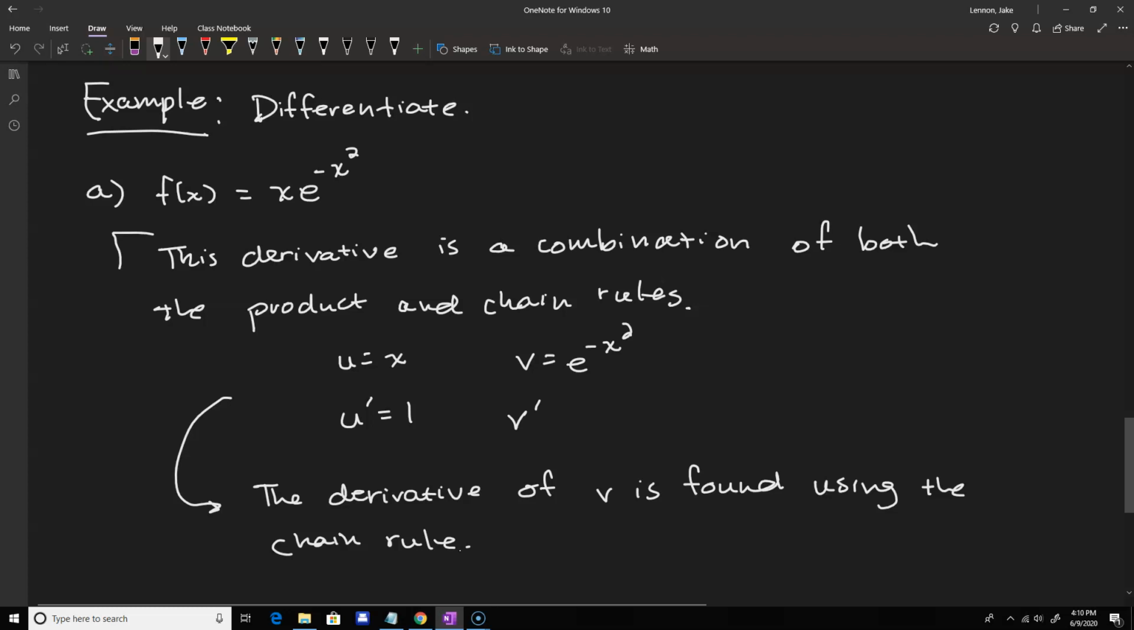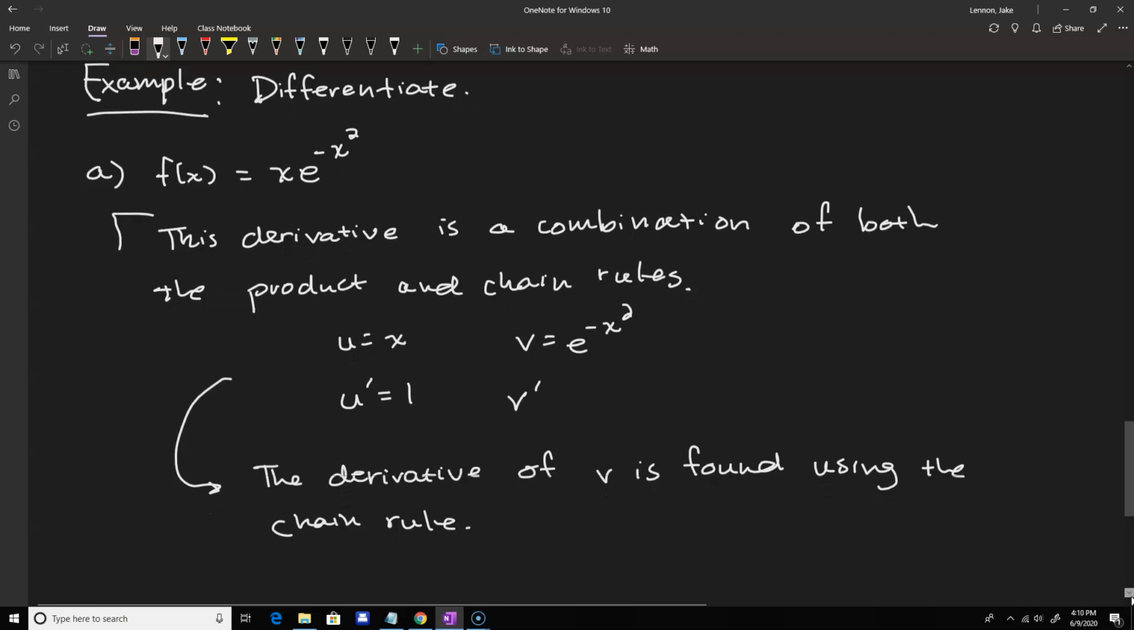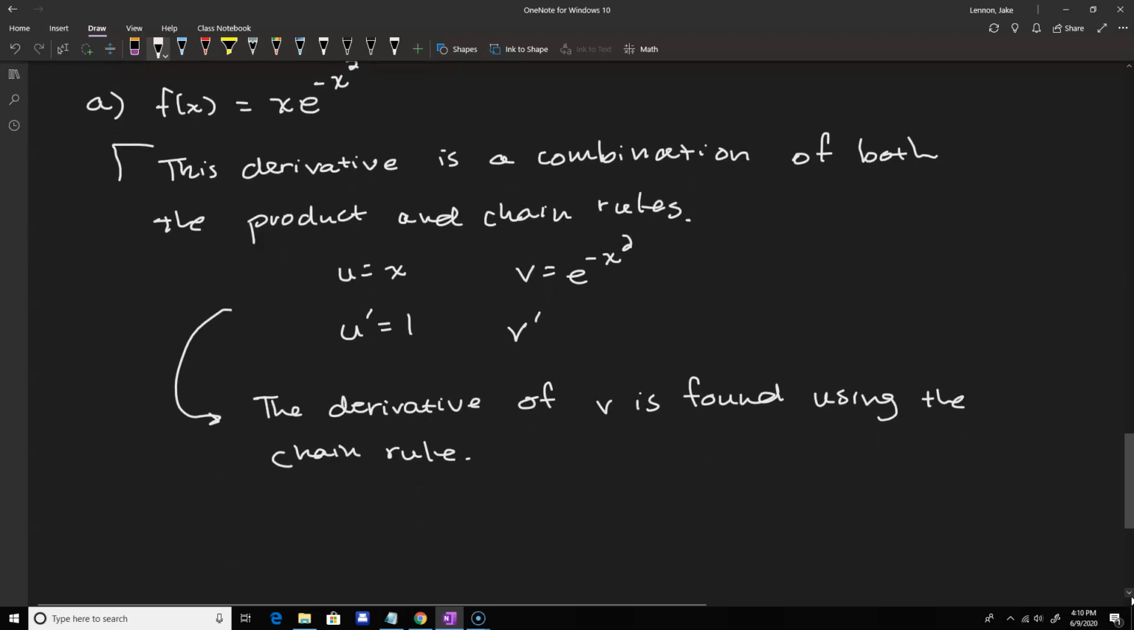Okay, so the inside function here is going to be in the exponent. Remember, order of operations, that would be the first thing that happens. So our inside would be negative x squared, which would make our outside just e to the t. So the derivative of the inside is going to be minus 2x, whereas the derivative of the outside is going to be e to the t.